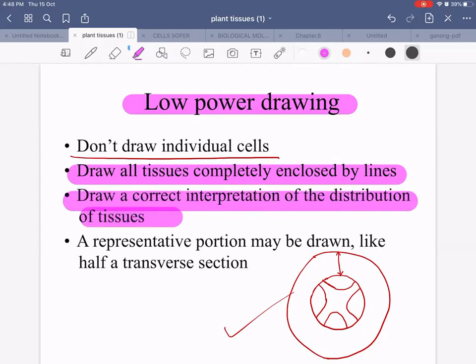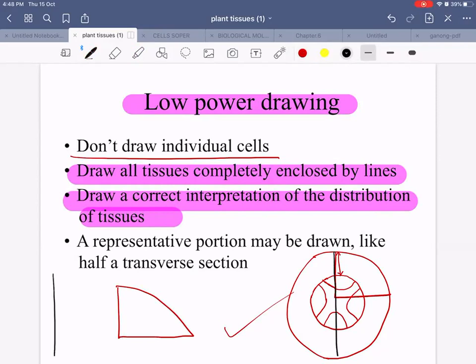And if the examiner asks you to only draw a certain portion, sometimes he might ask you only to draw a quarter of the plan diagram. So in that case, you'll only draw a quarter, right? Sometimes he asks you to draw half a circle. So in that case, the shape of your plan diagram will be half a circle and so on. Depends upon whatever instructions are given to you, right?